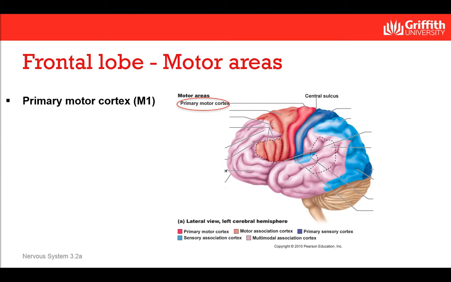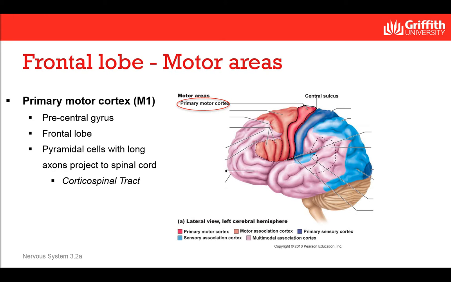The primary motor cortex is found in the precentral gyrus of the frontal lobe, the region of cortex that lies anterior to the central sulcus. Large neurons called pyramidal cells with long axons project to the spinal cord, and these form the corticospinal tracts. The corticospinal tract allows us to consciously control precise voluntary movements of our skeletal muscle, such as kicking a ball or flexing the elbow.